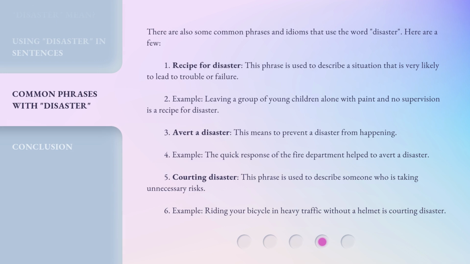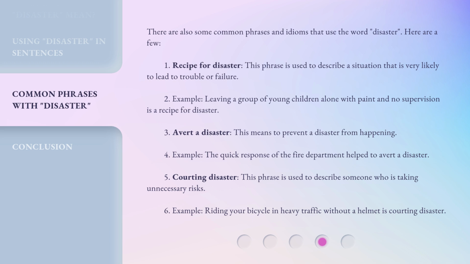There are also some common phrases and idioms that use the word disaster. Here are a few. 1. Recipe for disaster. This phrase is used to describe a situation that is very likely to lead to trouble or failure. Example: Leaving a group of young children alone with paint and no supervision is a recipe for disaster. 2. Avert a disaster. This means to prevent a disaster from happening. Example: The quick response of the fire department helped to avert a disaster.